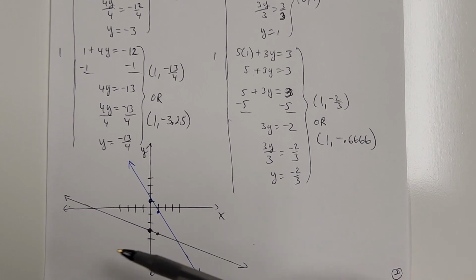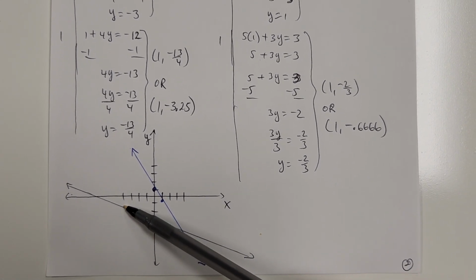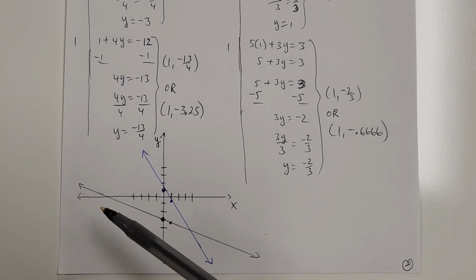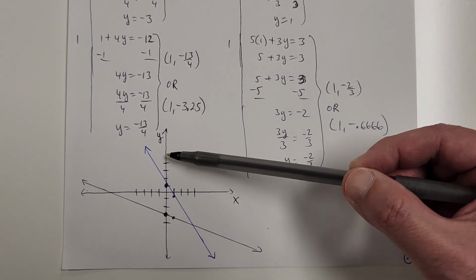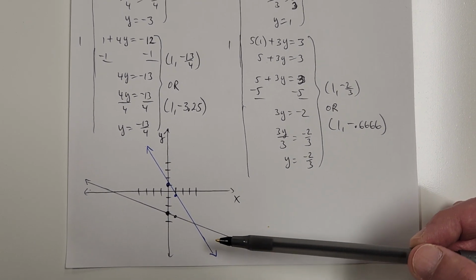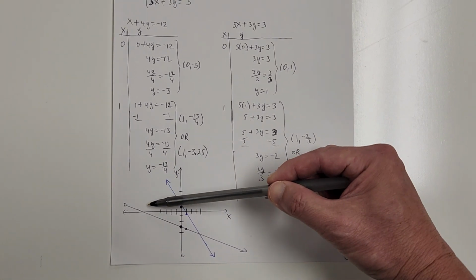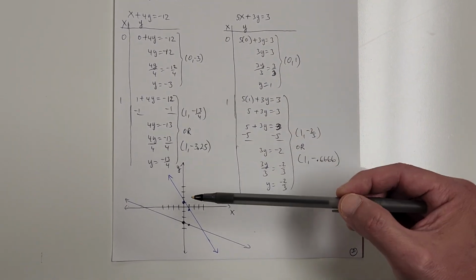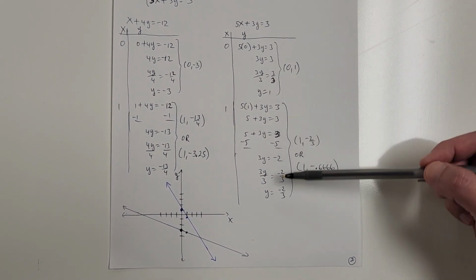So the black line right here is my first equation. The blue line is my second equation. One more time, the black line is the first equation, and the blue line is the second equation.